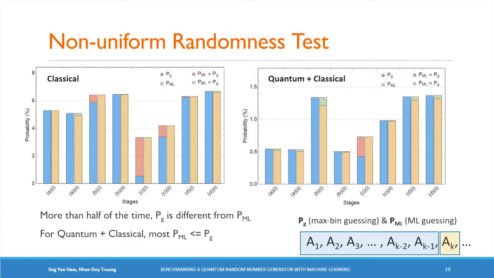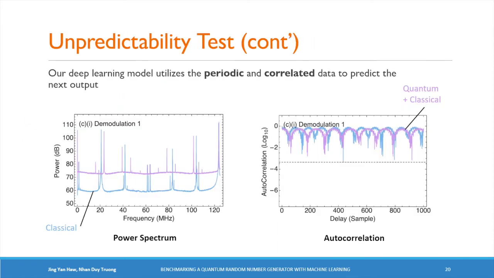So let's zoom in on the case where the simple estimator P_guess is at most different from the P_ML. For this scenario, by plotting the power spectrum and the autocorrelation, we see that there are strong periodic traces, or in other words, pickup signals, and also persisting autocorrelations as well, for both the classical and quantum plus classical cases.